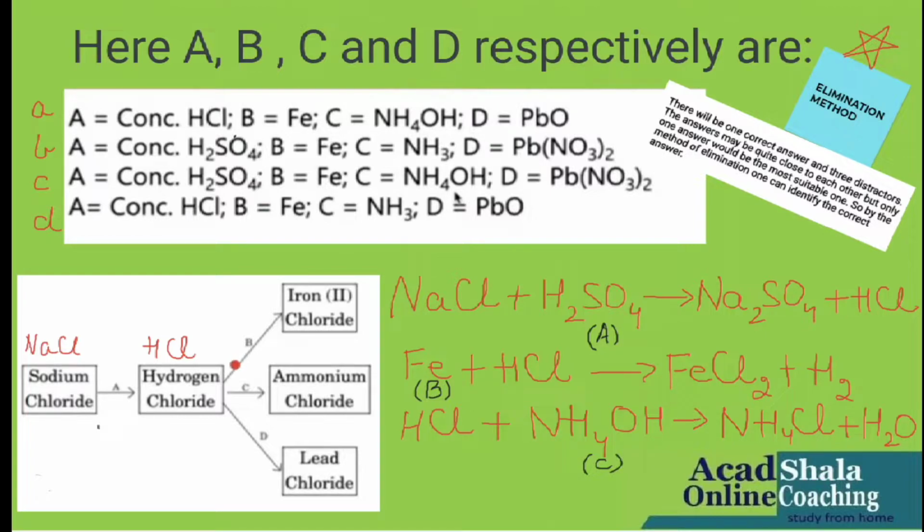But students, do not forget my method, the elimination method. Again, I am repeating, there will be one correct answer and three distractors. The answers may be quite close to each other, but only one answer would be the most suitable one. So by the method of elimination, one can identify the correct answer, which makes it very easy. If you adopt this elimination method, you can solve in seconds. Believe me, children, adopt this method.